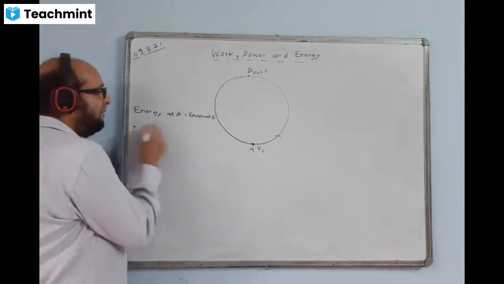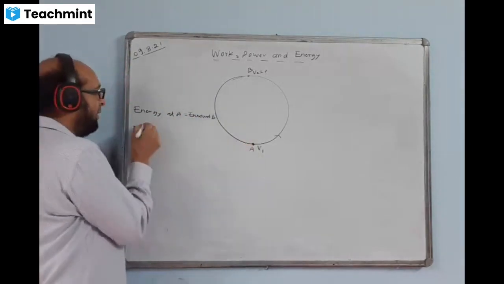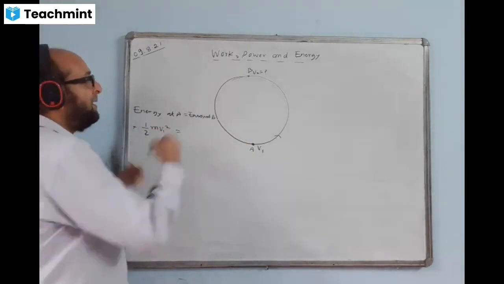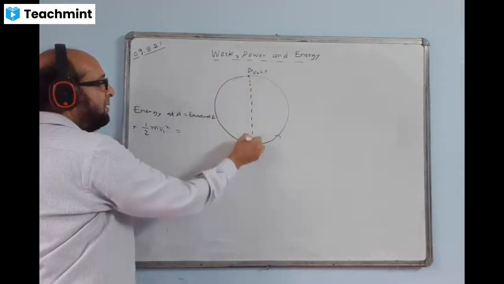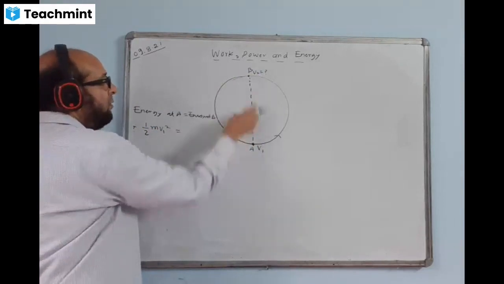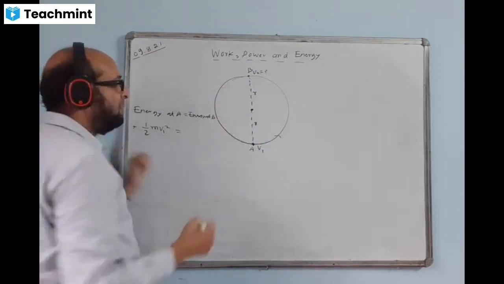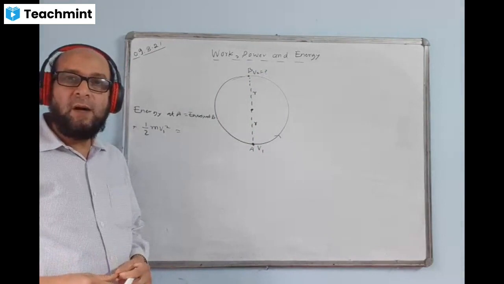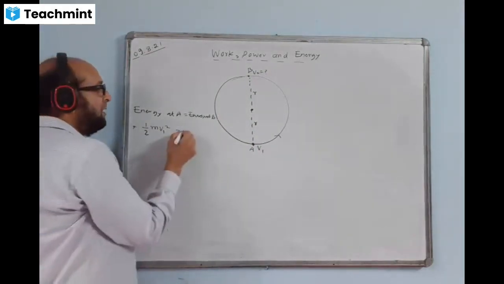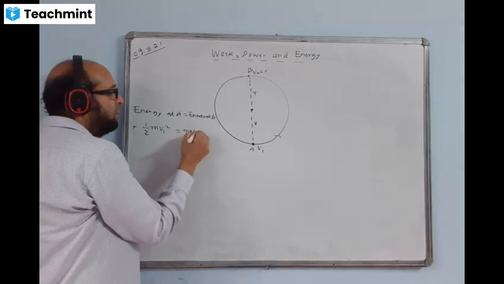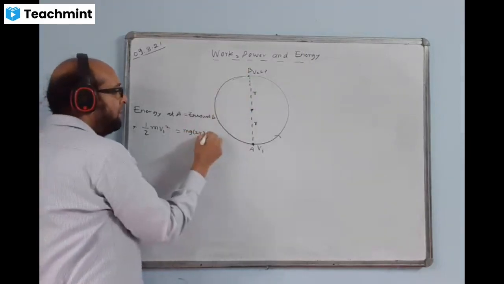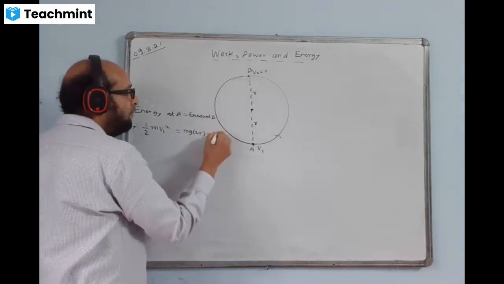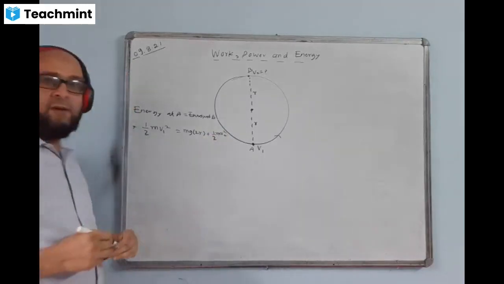What energy does the body have at this point? The body will have only kinetic energy, so I write only half m v1 square. And at this point, what energy will the body have? There is a height, and this height is equal to the diameter, which is 2r. So there will be potential energy mg into 2r, that is mg into height, plus kinetic energy, half m v2 square.